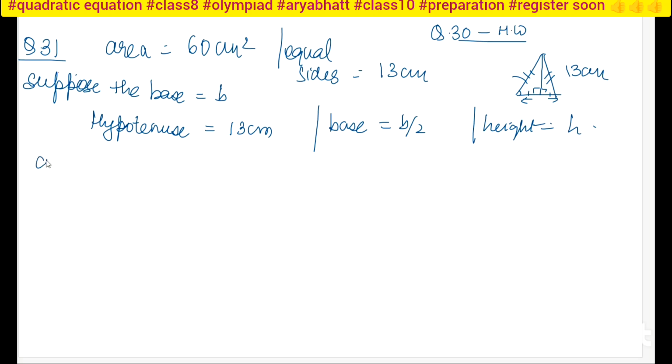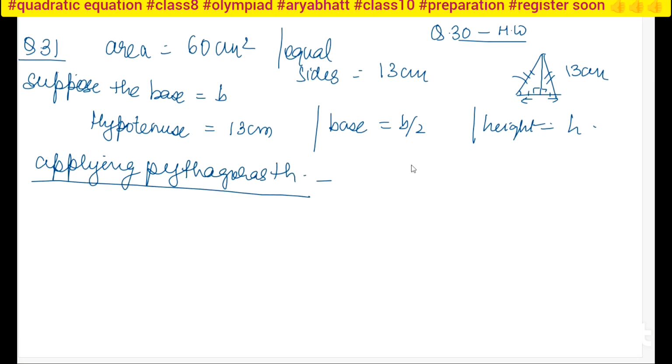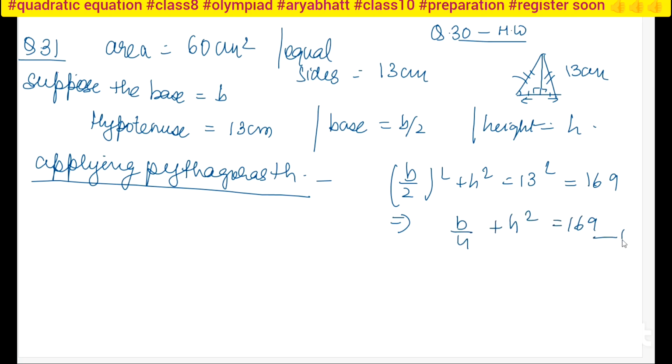Now applying Pythagoras theorem, what I will get? I will get b by 2 whole square plus h square is equal to 13 square. And 13 square is equal to what? 169. So finally what I will get? b square by 4 plus h square is equal to 169. Let it be equation number 1.